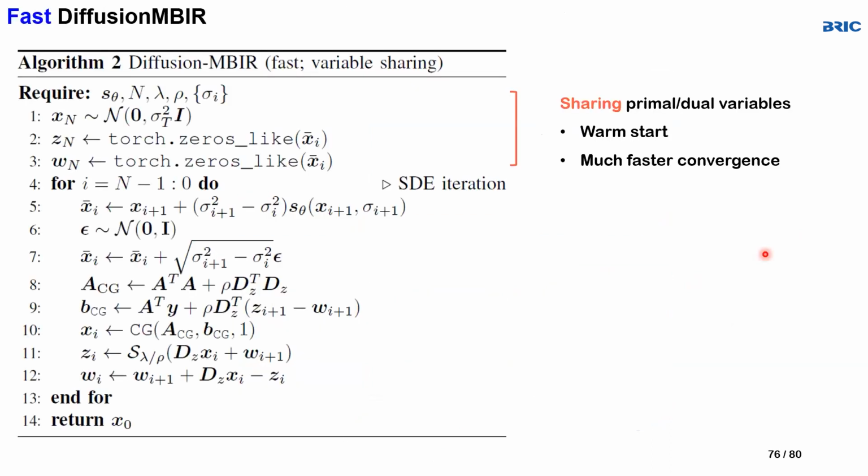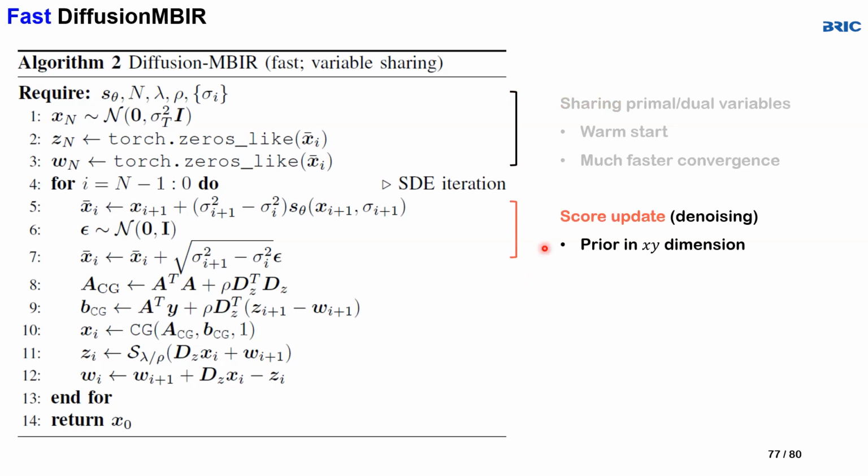Hence, we propose another strategy called variable sharing, in which we treat all the primal and dual variables of ADMM as global variables that are shared through the whole reverse diffusion process. This would mean that we are warm starting all the ADMM and CG steps in between, which will lead to much faster convergence with a limited number of steps.